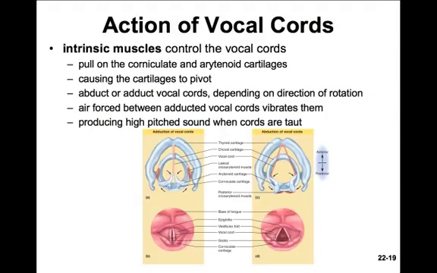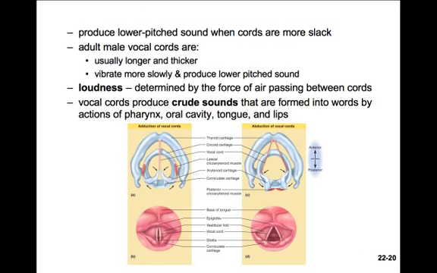Air is forced between these adducted vocal cords and vibrates them. This produces a high-pitched sound when the cords are taut and a lower-pitched sound when they're more relaxed. The adult male vocal cords are usually longer and thicker, so they vibrate more slowly, and thus they produce a lower-pitched sound. The loudness of the sound produced by our vocal cords is determined by the force of the air passing between the cords.